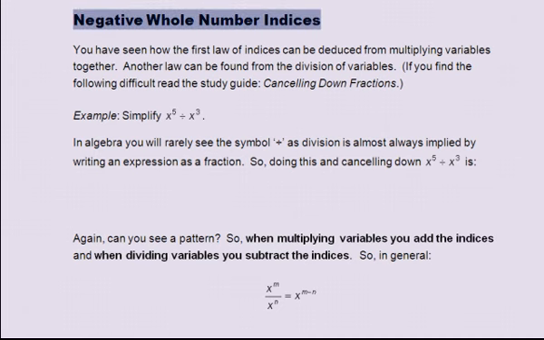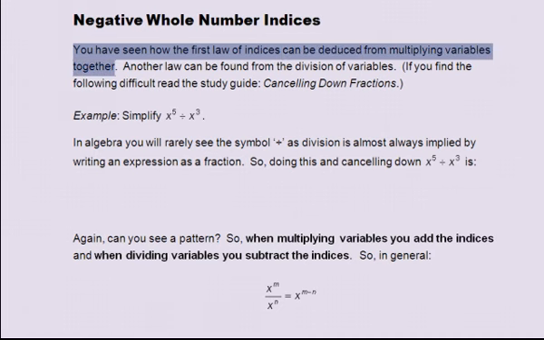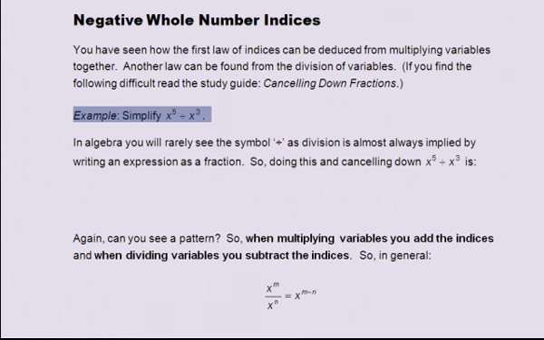Negative whole number indices. You have seen how the first law of indices can be deduced from multiplying variables together. Another law can be found from the division of variables. If you find the following difficult, read the study guide, Cancelling Down Fractions. Let's look at an example. Simplify x to the power 5 divided by x to the power 3.